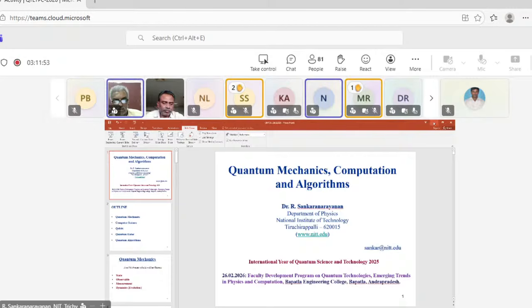Or in other words, you can do it in parallel. Suppose you have 2 qubits; for every qubit you apply dense coding.